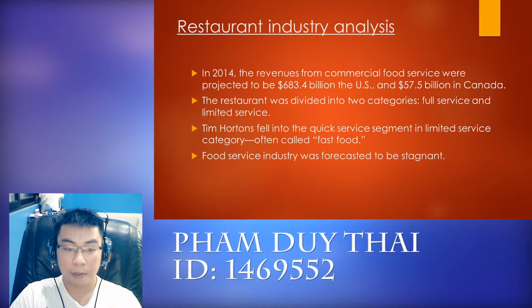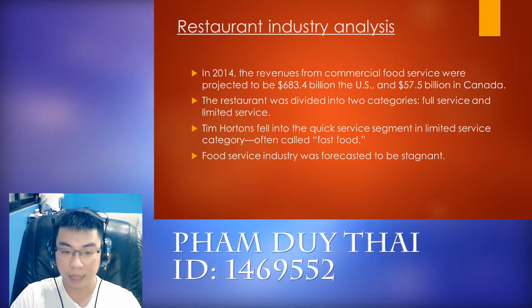In this second part, I'm going to talk about industry analysis. With over 900,000 locations, the restaurant industry in the US was projected to reach over $683 billion in 2014, up 3.6% from 2013. While this would be the fifth consecutive year of growth, it was lower than expected. In Canada, revenues from food service were projected to be over $57 billion in 2014, an increase of 4.7% over 2013.